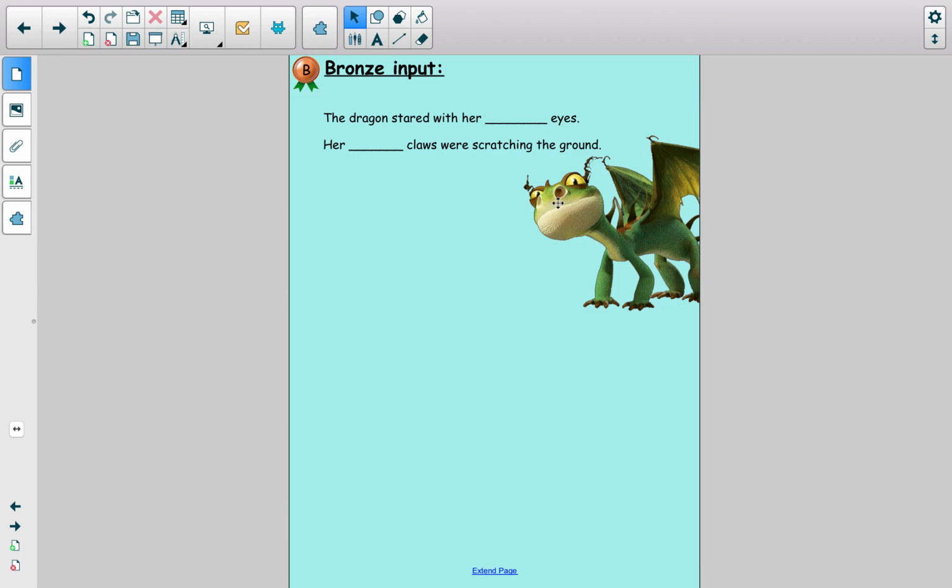What adjectives could you use to describe the dragon's claws? You could say her sharp, pointy claws were scratching the ground.